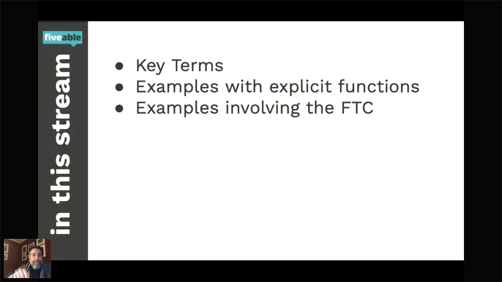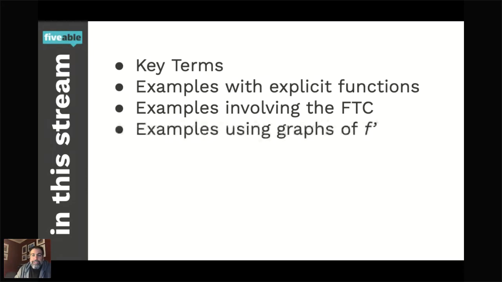So again, the fundamental theorem of calculus heavily involved, and tonight and Thursday night we'll be following up with the fundamental theorem. And then also something that some of you have asked about before we started this evening, examples using the graphs of f prime of x, okay?